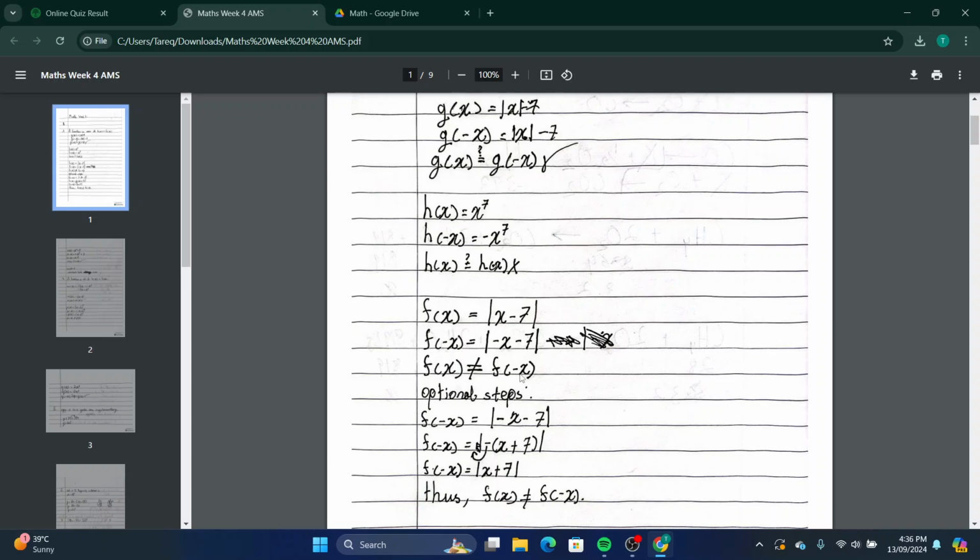I wrote some optional steps. If you have something like this, you can factor out the negative sign and take it out of the absolute value, making it positive, which will make f of negative x the absolute value of x plus 7. Now, x minus 7 in an absolute value and x plus 7 aren't the same. So f of x is not the same as f of negative x.